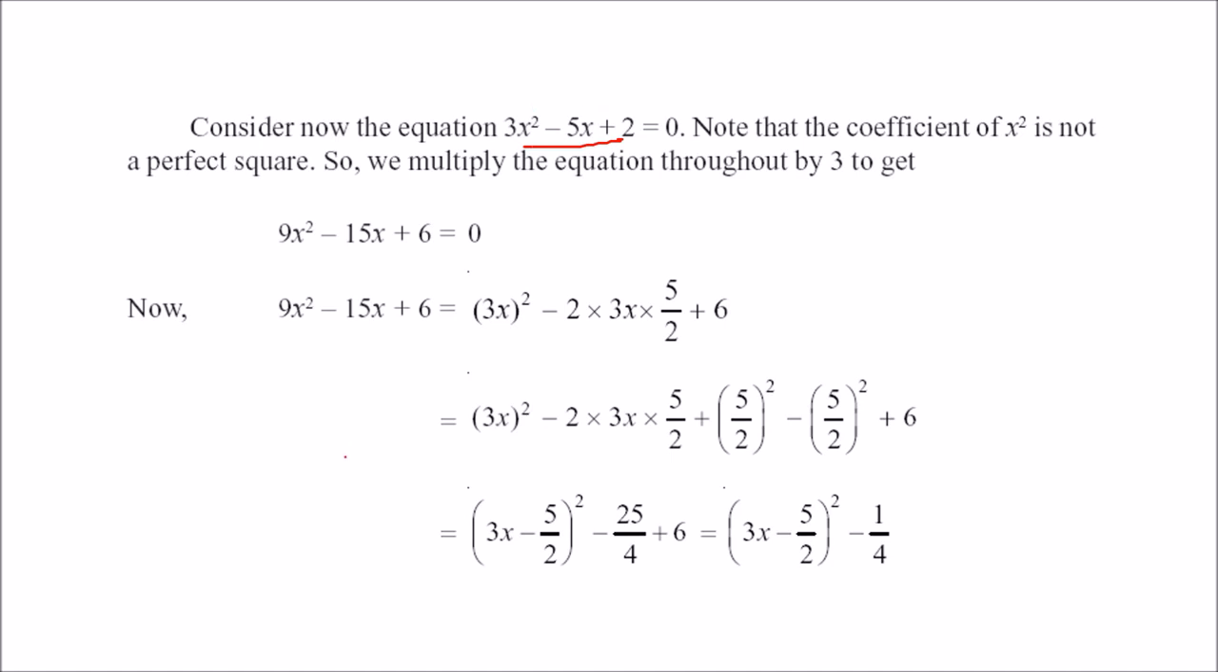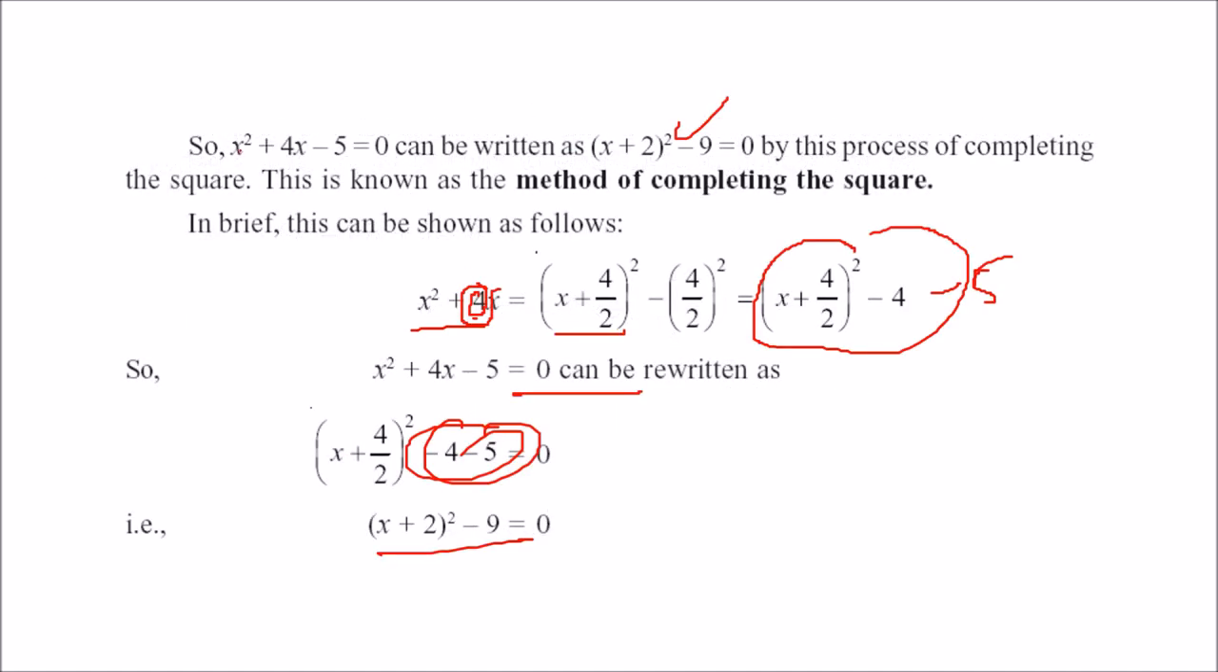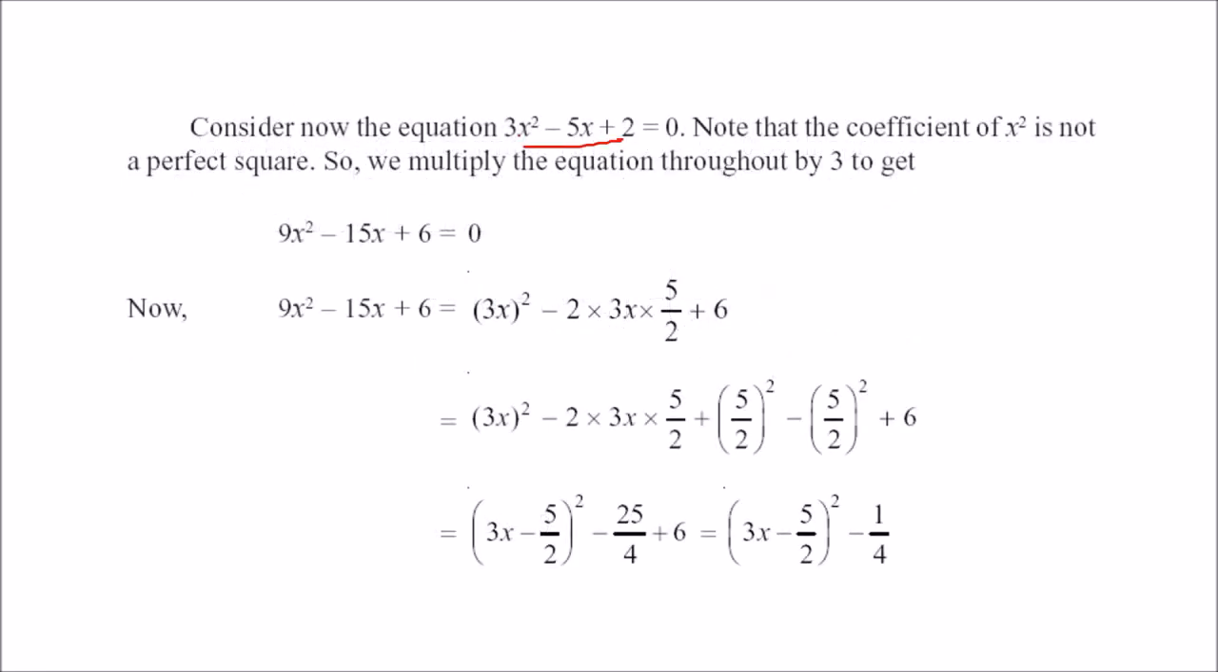Now here, what was the reason? In this, the coefficient was 1, so 1 square is 1 only. But here the situation is somewhat different: 3x square minus 5x plus 2. How are we going to make it a perfect square? This has to be root 3x square, then only we can get 3x square.